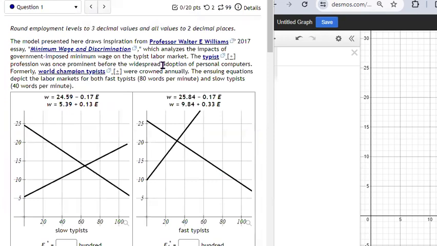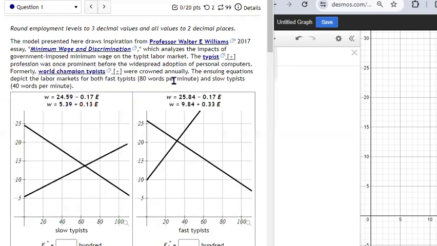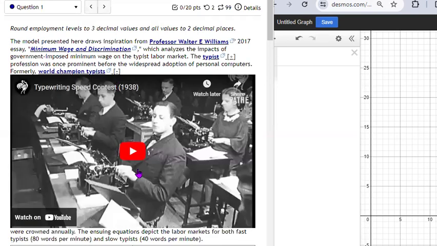That article analyzed the impacts of government-imposed minimum wage on the typist labor market. The typist profession was once prominent before the widespread adoption of personal computers. You can watch this video here if you like about typewriters in 1950 and how big an industry it was and how big a labor market was. It was so big that they had a world championship in typing. So this was an actual competition, right? That's how big typing was. You see these old typewriters with paper in them, right?